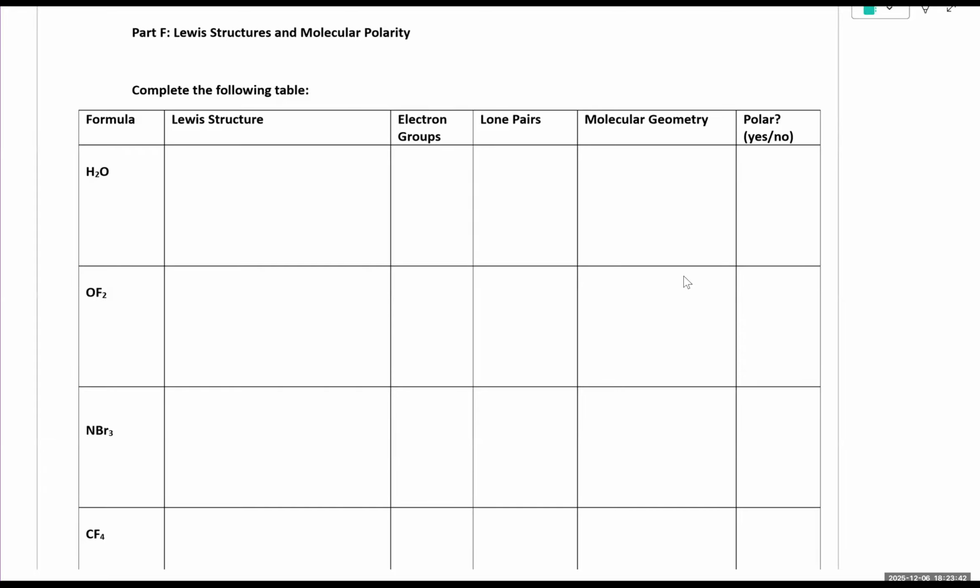The method that I like to use for drawing Lewis structures is to count the number of valence electrons, which are equal to the group number for each element. So hydrogen has 1 valence electron as it's a 1A element, and there are 2 hydrogens, so we have 2 from hydrogen. For oxygen, we have 6 valence electrons, and there's 1 oxygen atom, and we add up our total. We have 8 valence electrons to work with.